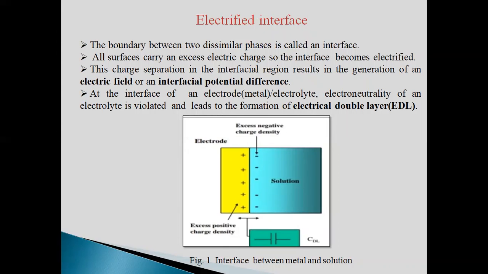For example, as shown here, when an electrode is dipped in a solution of an electrolyte, due to the excess of positive charge present on the electrode, it will draw out the charged ions of the solution, thus giving rise to an interfacial boundary which is electrified in nature.